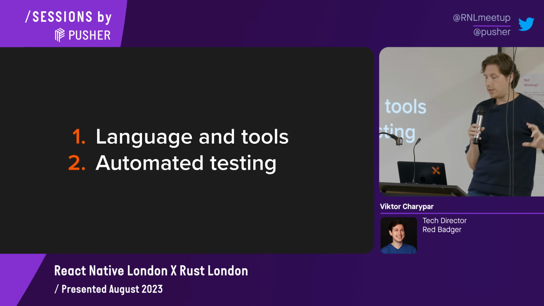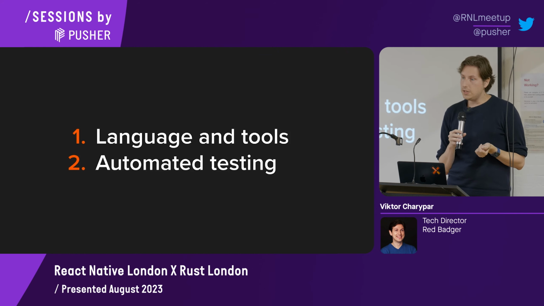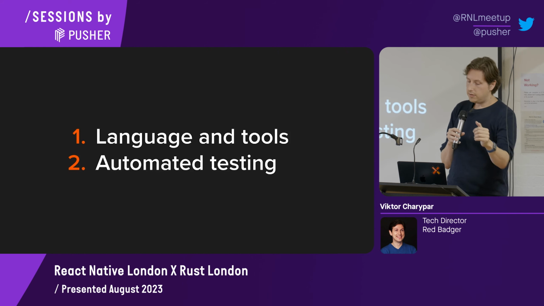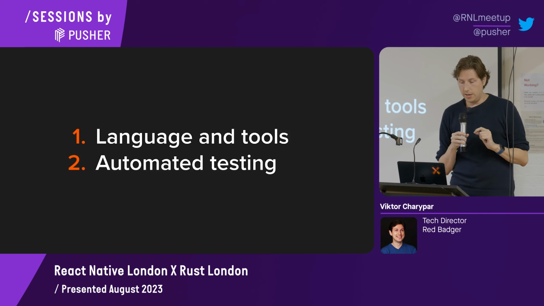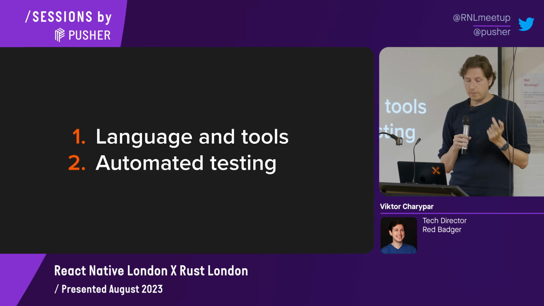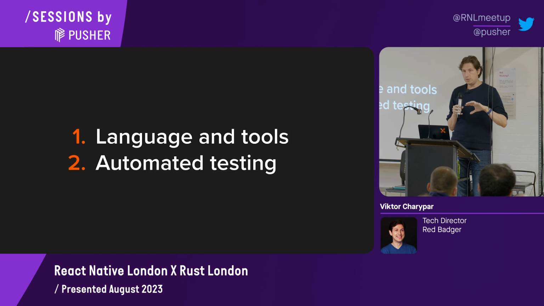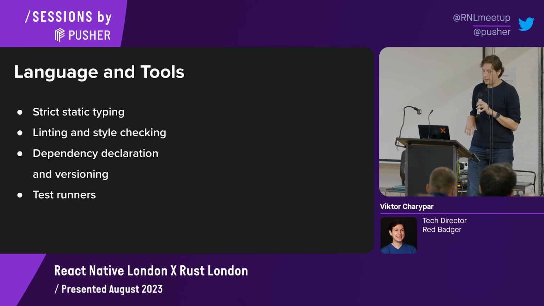And I think there are two parts to that. It's the language and tools that we're using, and then where they stop, we fill in the rest with automated testing. And I think both of those things have room for improvement in React Native. And I kind of want to think about why and what you do about it. So starting with language and tools, that's the simpler one.